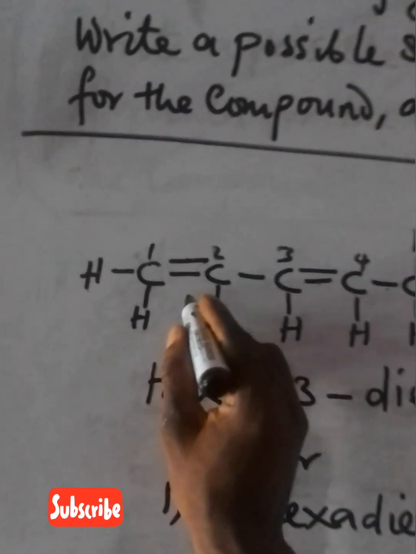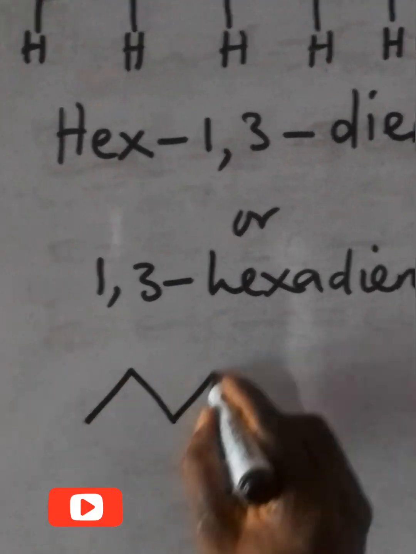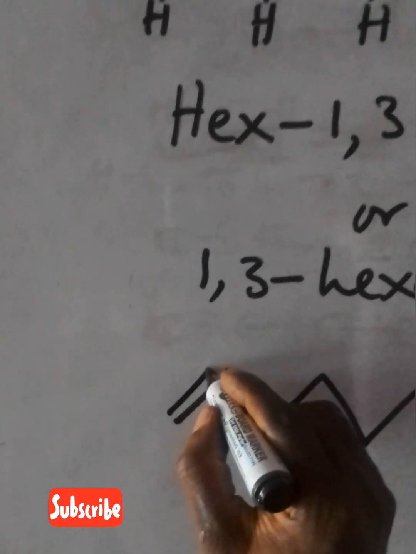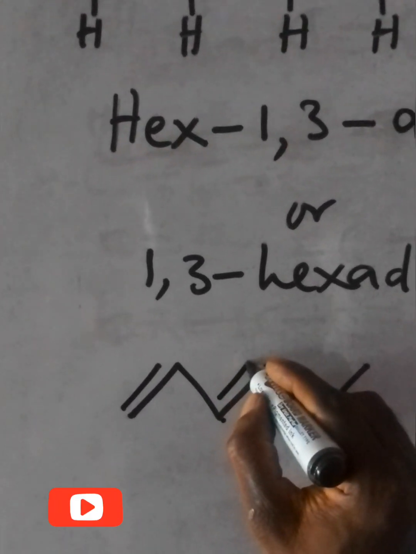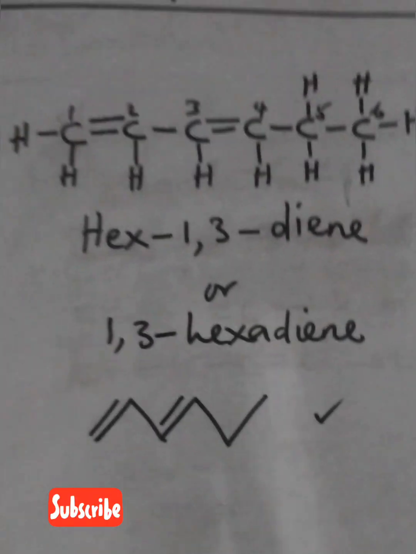You can also represent this using skeletal formula. 1, 2, 3, 4, 5, 6. Between first carbon and second carbon, there is a double bond. You put it there. Between third carbon and fourth carbon, there is another double bond. You put it there. Others don't have. And this is the skeletal formula for the compound.